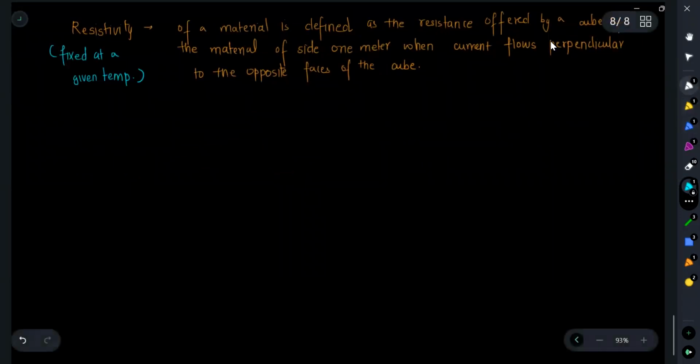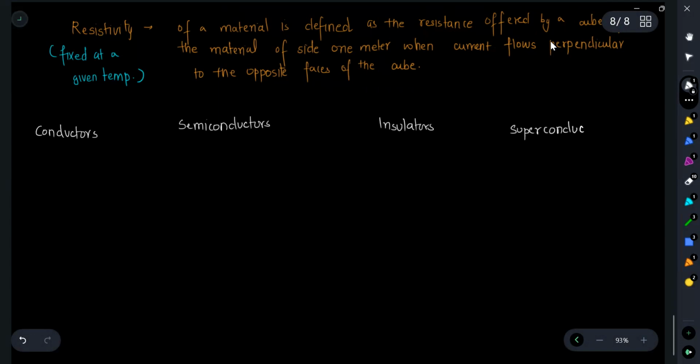On the basis of resistivity, materials can be categorized as conductors, good or bad. Then we have semiconductors. Then we have insulators. And then we have superconductors. On the basis of resistivity, you can categorize it.